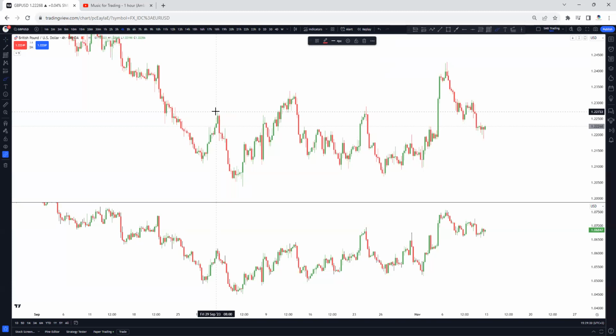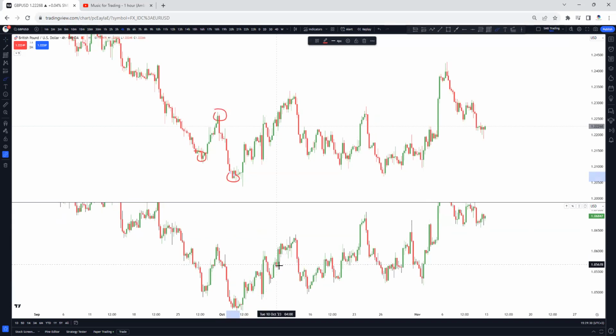So we have a high, and then price had a low, and then we make a low. Then when you come to EUR/USD, we have a high, a low, and a low. But I want you to take note of this.